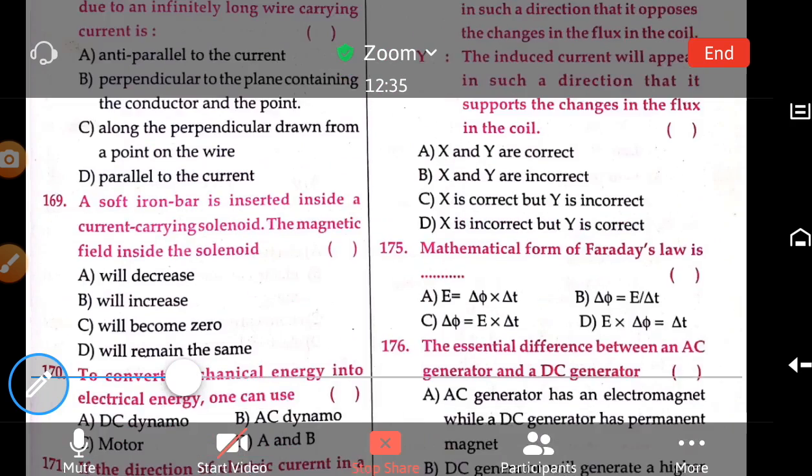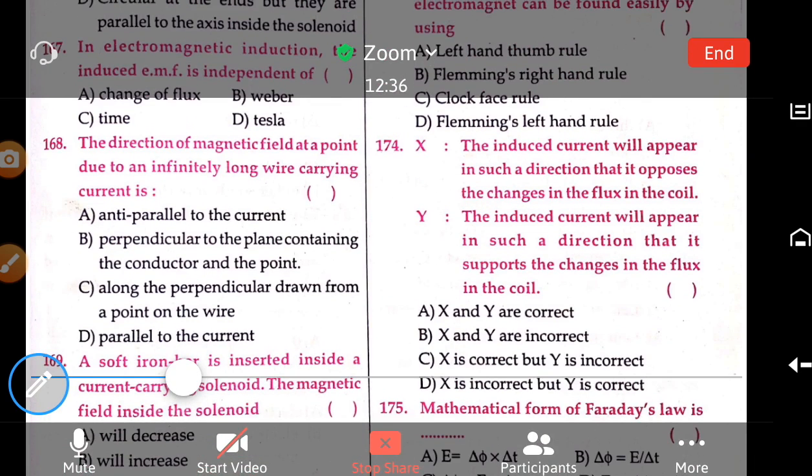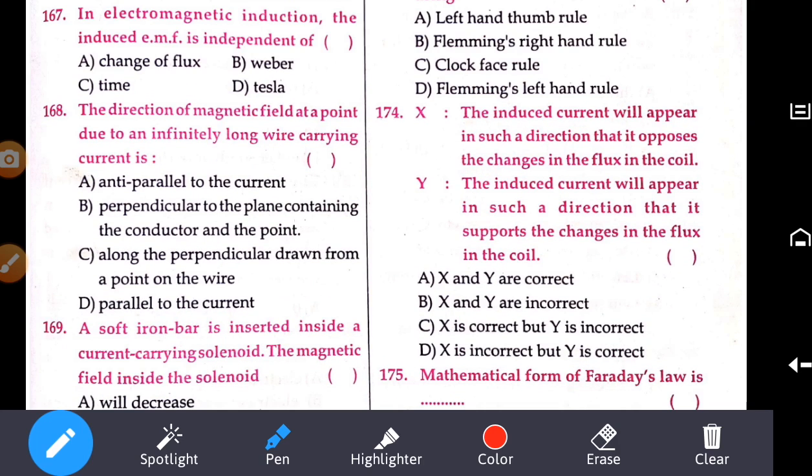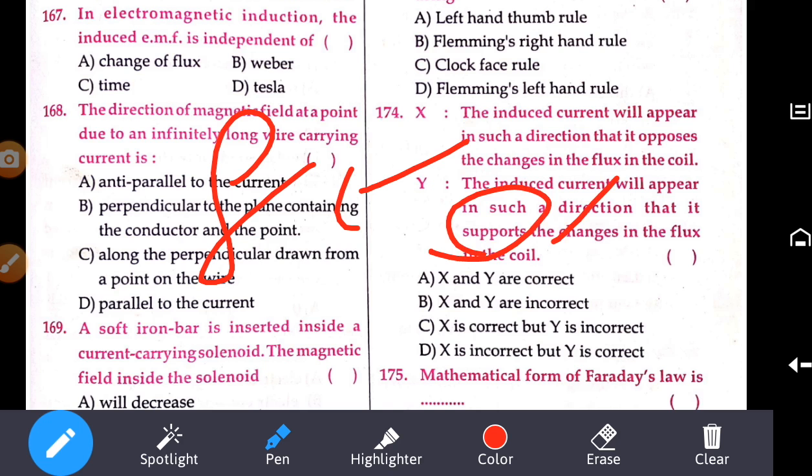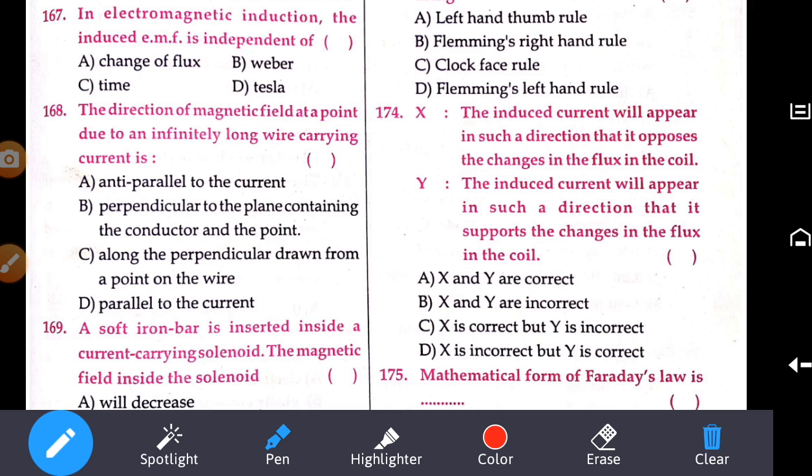Let's see the 174th question. X, the induced current will appear in such a direction that it opposes the change in the flux. That is correct one. That is called our Faraday's law. The second statement, the induced current will appear in such a direction that it supports. That is wrong. It opposes. So X is correct, Y is wrong. Option number C.